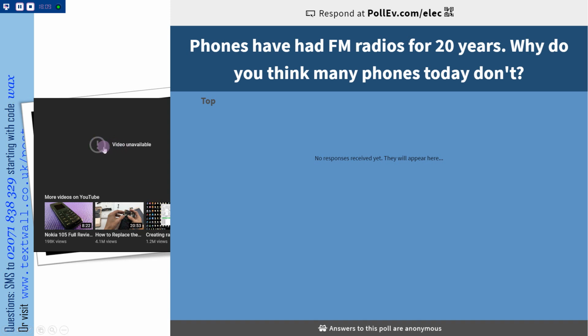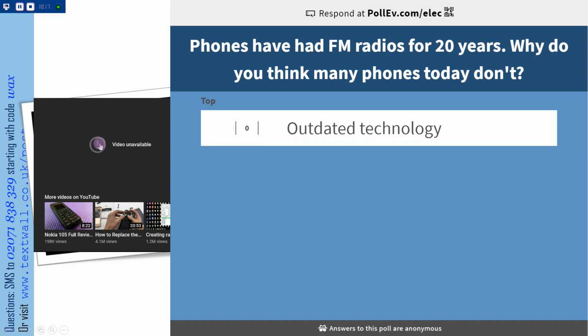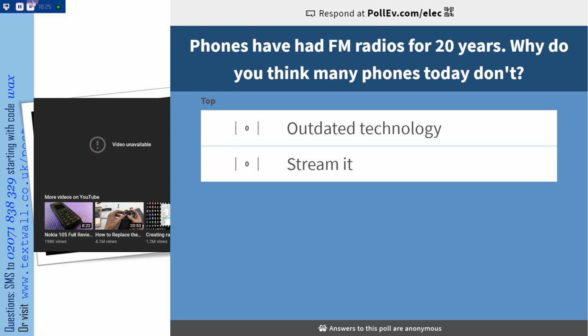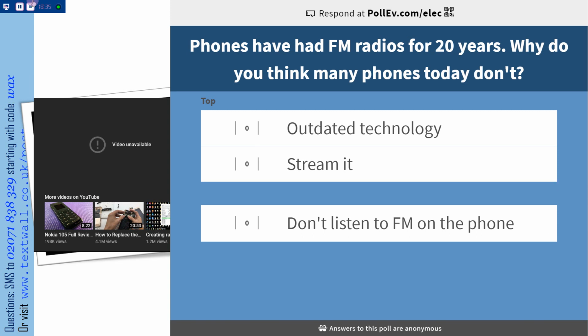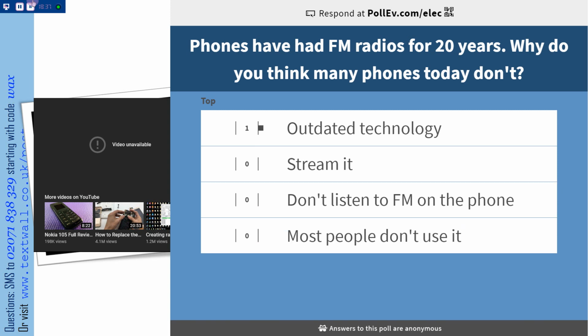I don't know what happened to that video. That was just a demonstration of an ancient phone changing radio station on the phone. So phones have had radios for years. Why have they stopped including radios in mobiles today? Well, they haven't, but Apple has, and some other manufacturers have. Why do you think that's the case?